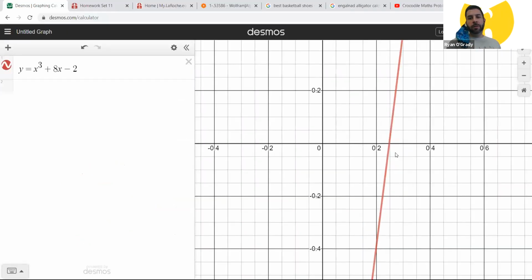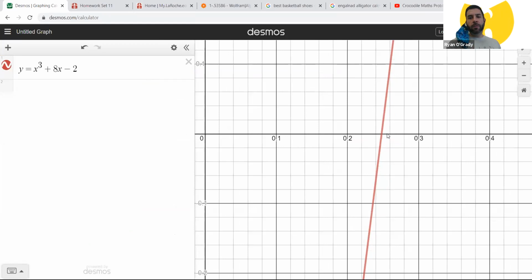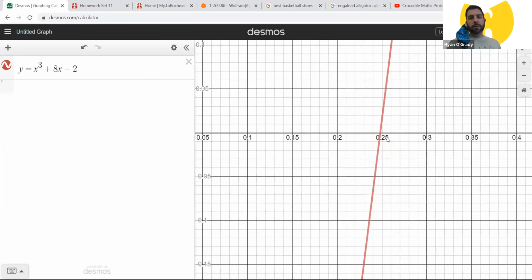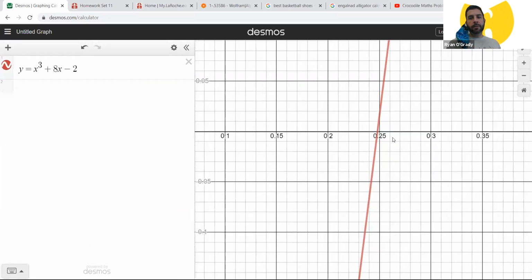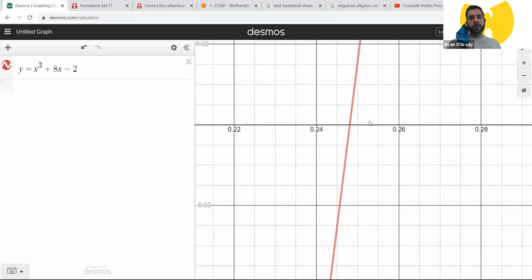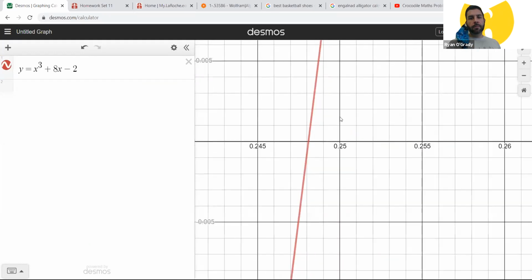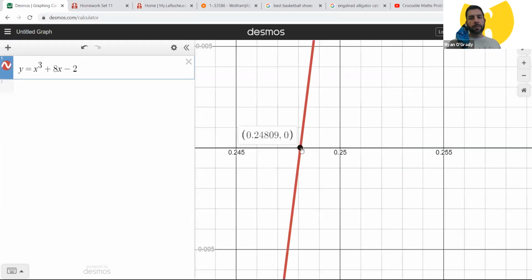You can keep zooming in on this. You're not going to get much better than 0.2480 or 8. Let's see, can we even get it to get to 80? Keep zooming in. Oh, now I can get it. See, now I got a little better. So I know I'm accurate to at least 3 decimal places.